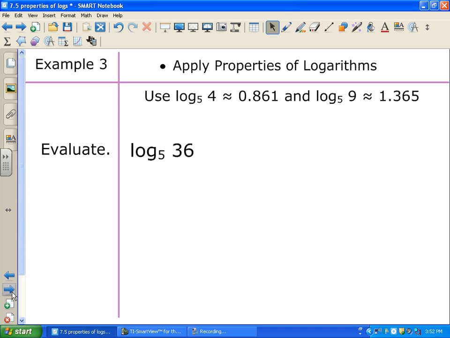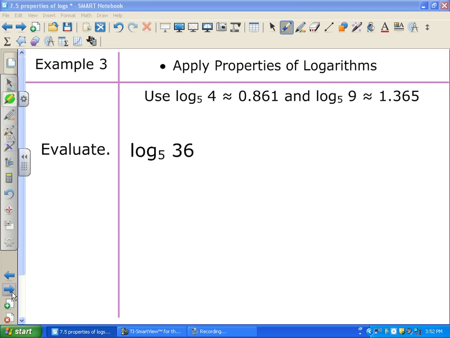Evaluate the log base 5 of 36. Now I do know you can use change of base on this. However, on your exam, when you're not allowed to use a calculator, I will ask you to do a problem like this. Log base 5 of 36, and I will tell you some other things. Log base 5 of 4 and log base 5 of 9. Mr. Wood, that doesn't help me very much. Oh, it does.